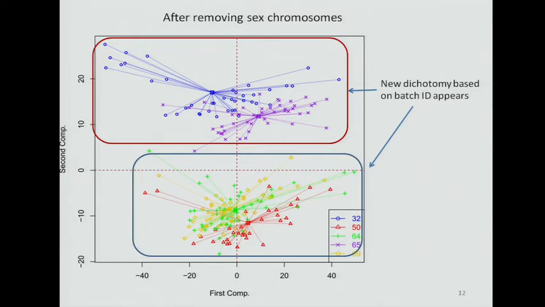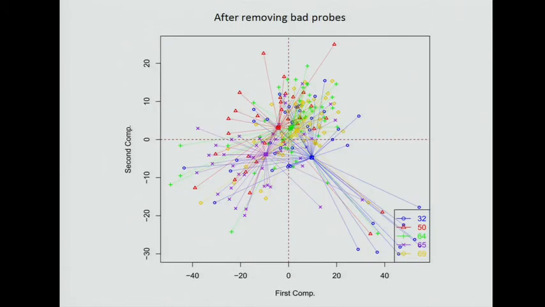Now, when I say a few, I mean really few. We're talking about 27,000 probes that were there in this data set. Out of that, 150 probes are responsible for the batch effects that you see over there. Only 150 out of 27,000. So we removed those 150 suspect probes, and then this is the figure that we get.